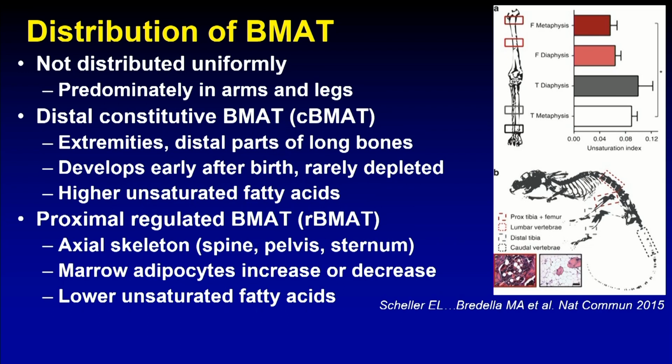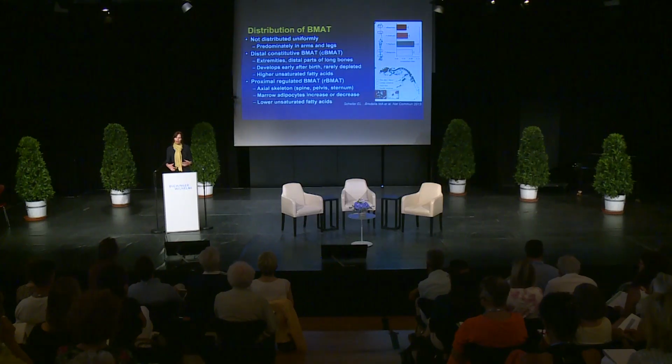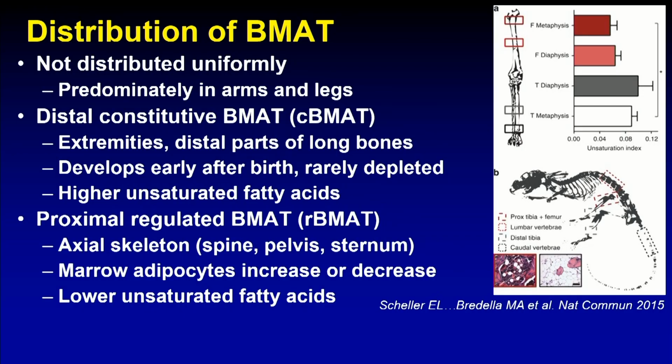The one in the extremities and the distal part of long bones. It develops very early after birth. That's what I showed you in the teenager. And it gets rarely depleted. It means even if you have a lot of challenges, nutritional challenges, fasting or high feeding, or in cancer, chemotherapy, this constitutive marrow fat actually doesn't really change much and stays the same, and we discovered that it has higher unsaturated fatty acids within the marrow fat.